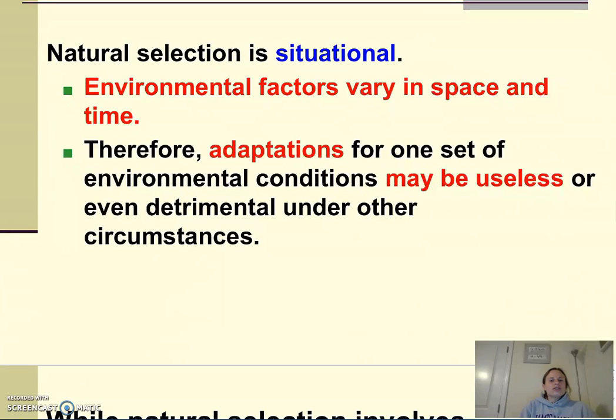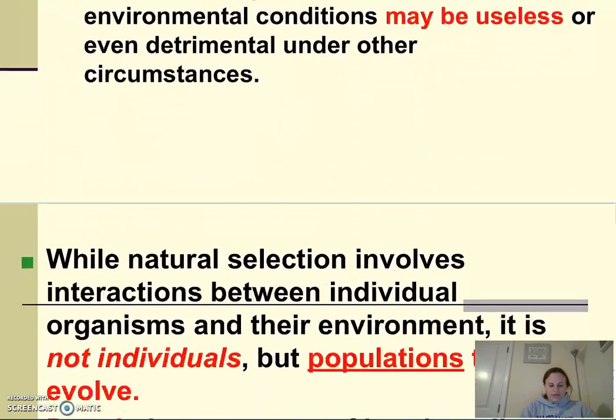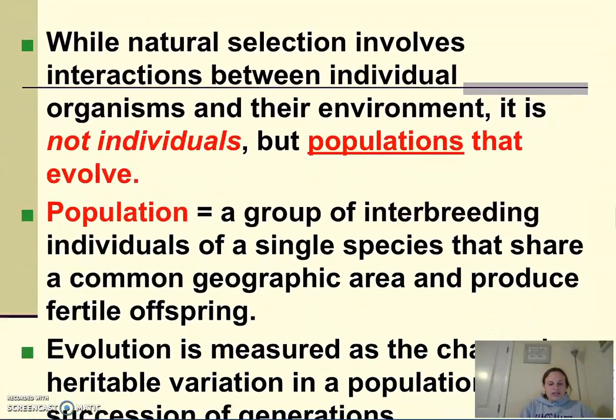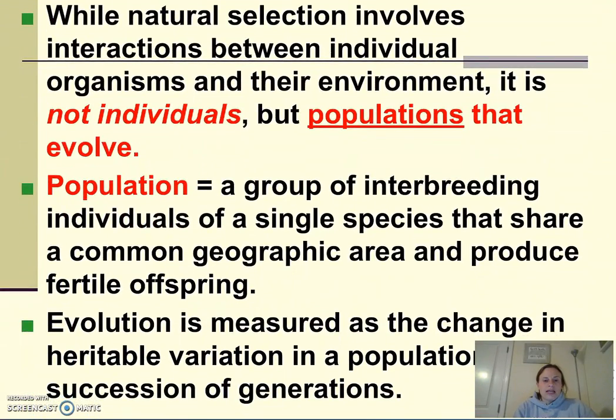Now, natural selection is situational. What I mean is that environmental factors vary in space and time. So what might be a favorable adaptation in one situation or one environment might be completely useless or even detrimental in another environment. So while natural selection involves interactions between individual organisms and their environment, it's not the individuals that evolve, but the populations that evolve.